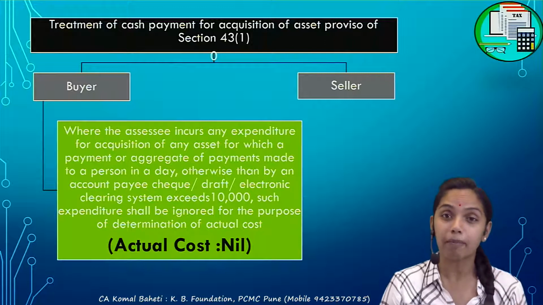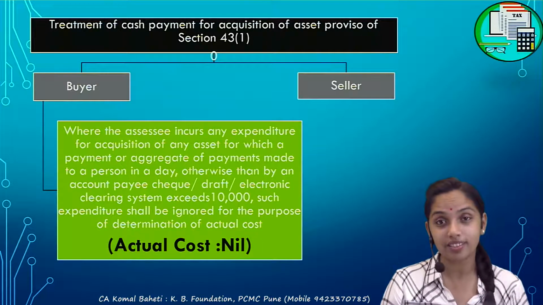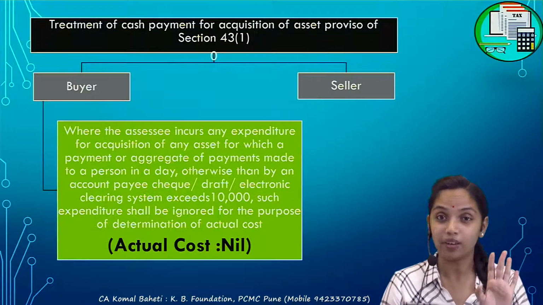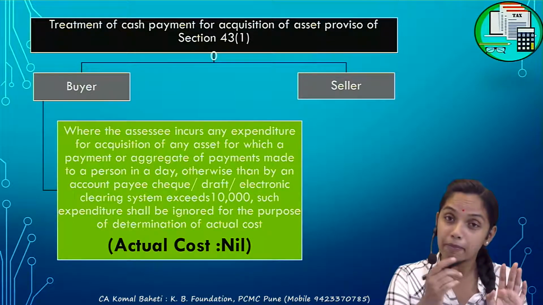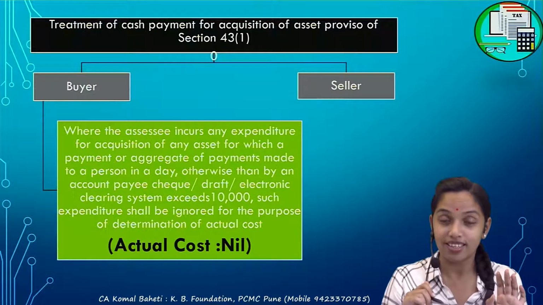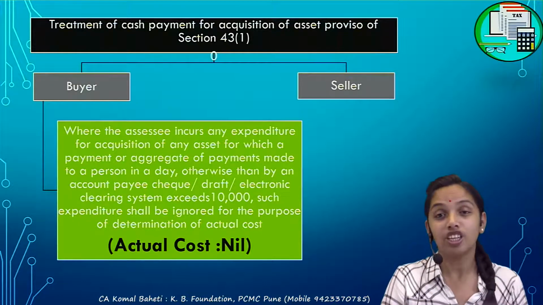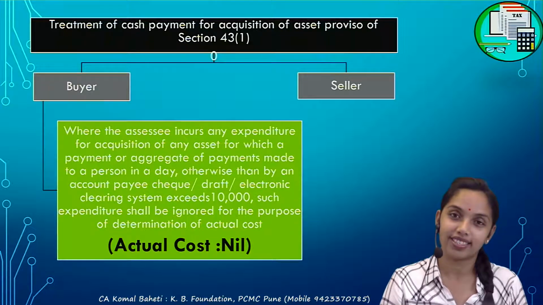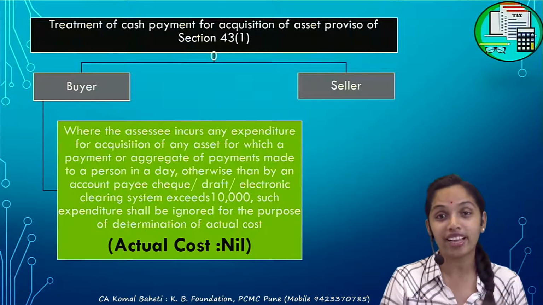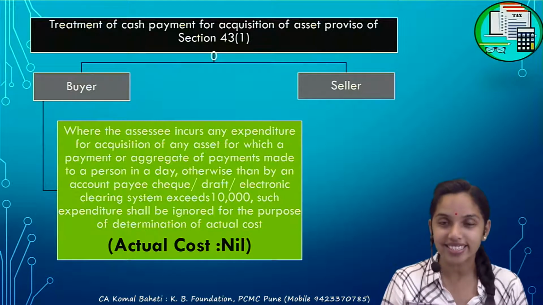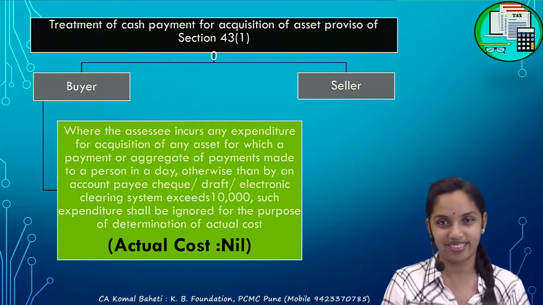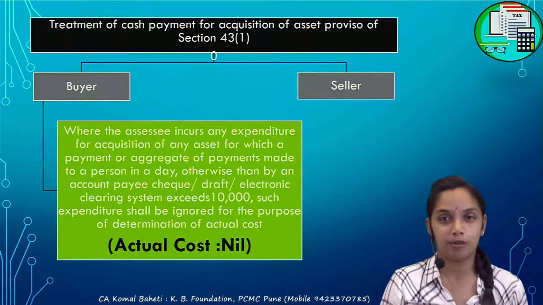And that payment exceeds 10,000. Exceeds 10,000; exactly equal to 10,000 is fine. If that payment exceeds 10,000, then the full amount of such capital expenditure should be ignored for the calculation of the block of assets, correct, for the calculation of actual cost. In a nutshell, on such a capital expenditure, you won't get depreciation. That is the simple concept over here.